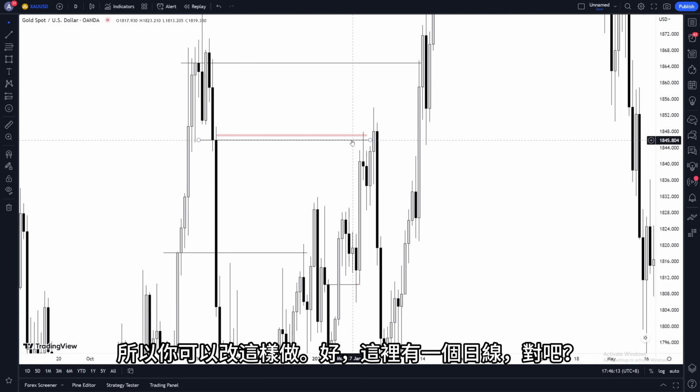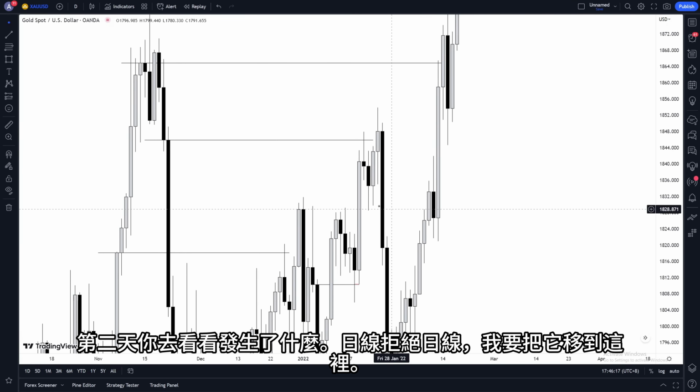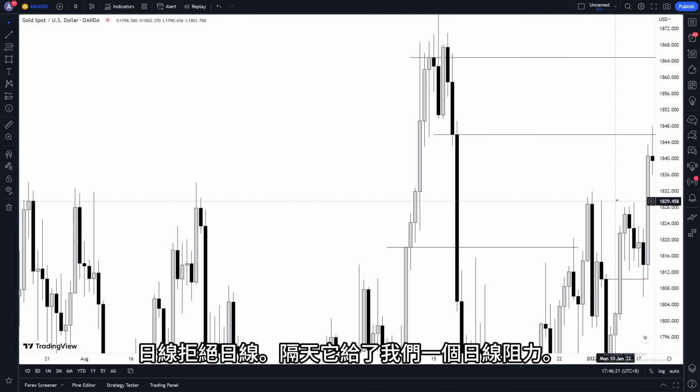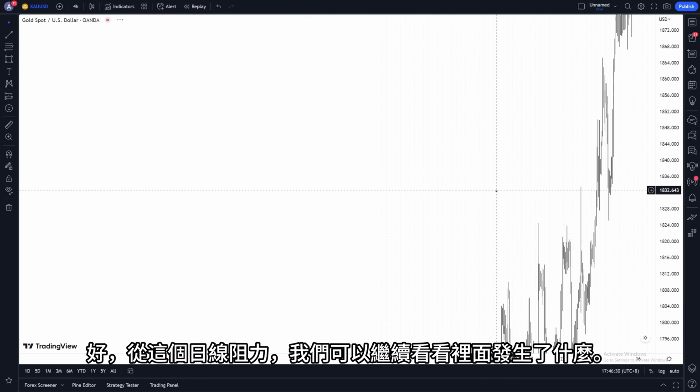Okay, there's a daily over here, right? Daily reject daily, and see, daily reject daily. The next day you go and see what's happening there. So daily reject daily, if we were to move it right here, daily reject daily, the next day it gave us a daily resistance. Okay, and from this daily resistance we can go ahead and take a look at what's happening inside.